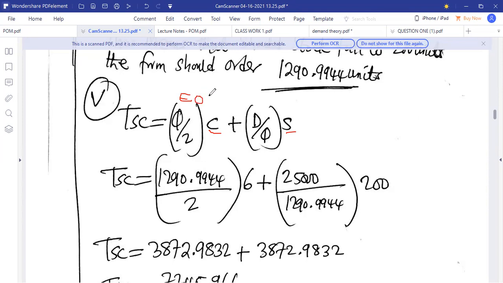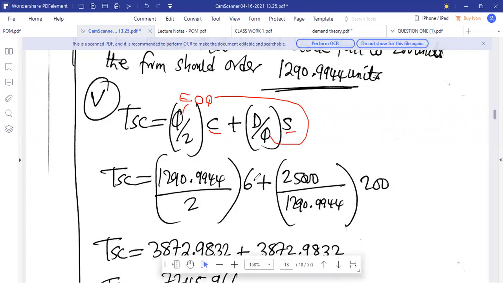So EOQ, which is this one here. This one is the EOQ, which is the same as this one. So we have this one, which we have already calculated, divided by 2 and multiplied by 6, which is the carrying cost, which has already been calculated. The D is 25,000 over the EOQ of 1,290.99 multiplied by the S, the ordering cost per order of 200.